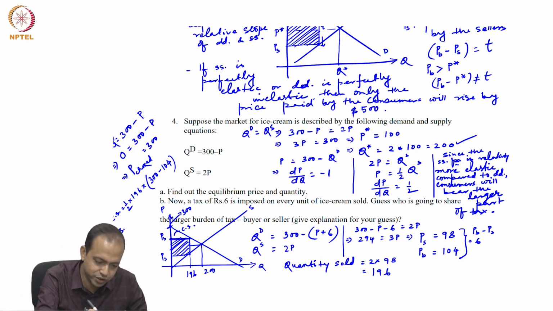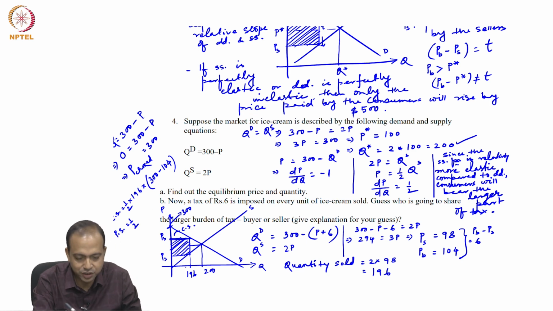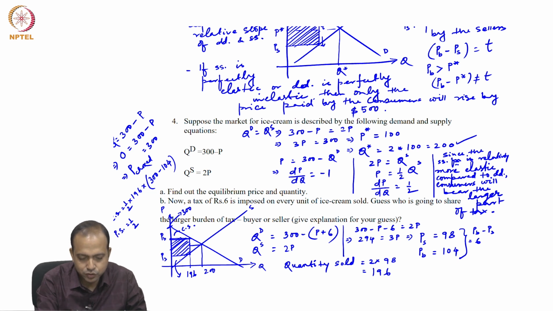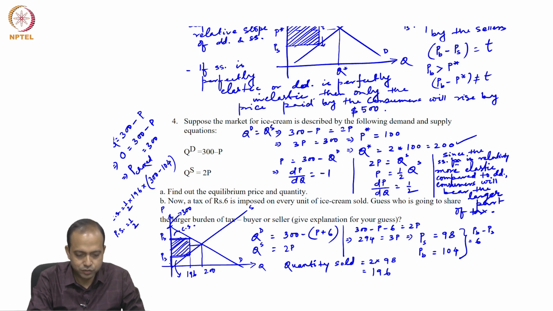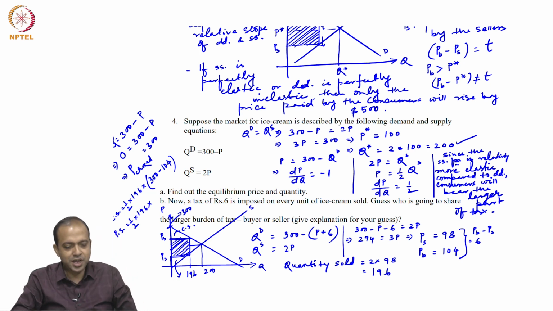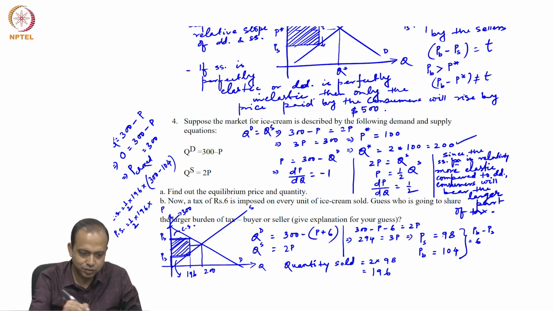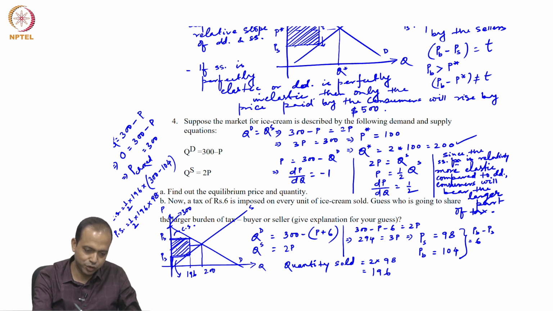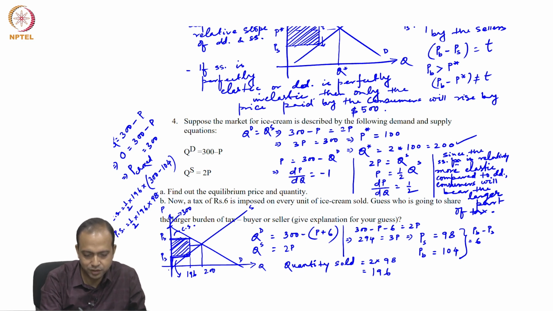Similarly, the producer surplus equals half into this triangle. This is producer surplus. So, half into base into height. What is the base? Base is again 196, and what is the height? Height is basically PS, and PS is 98, we know. This is the triangle I am talking about, half into base into height.